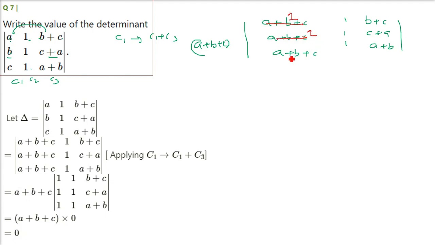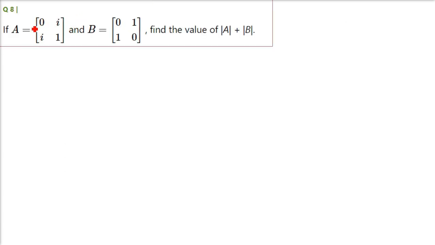In these 3 columns, 2 columns are same. So when column 1 and column 2 are same, that means the determinant will be 0. If 2 rows or 2 columns are equal, the determinant is going to be 0. As I said, you can also add C1, C2, C3, but more sophistication is to use 2 different columns.